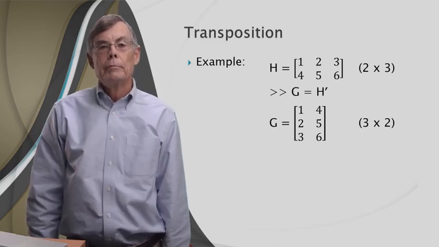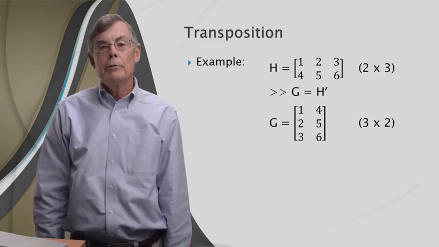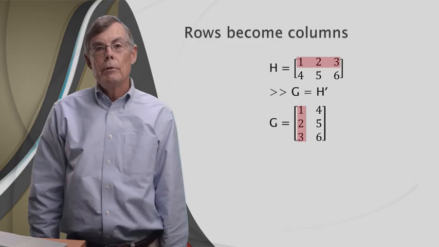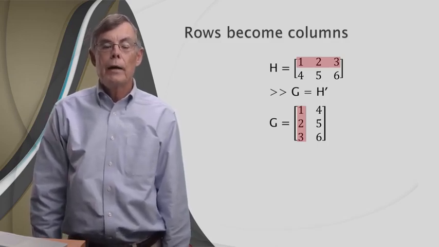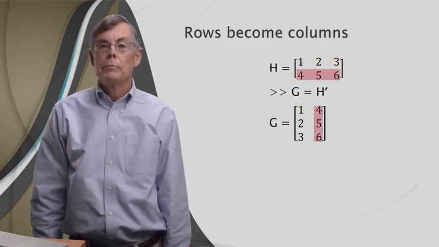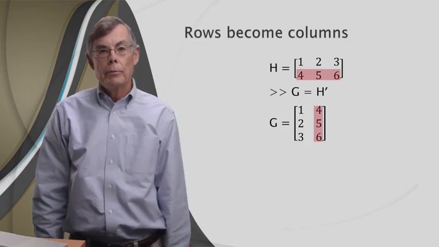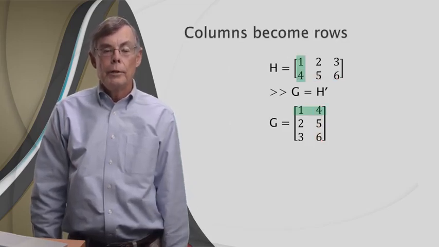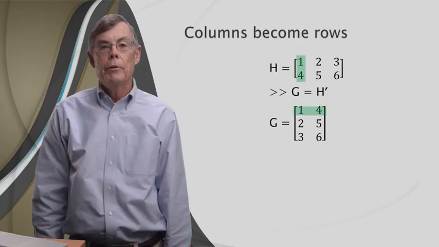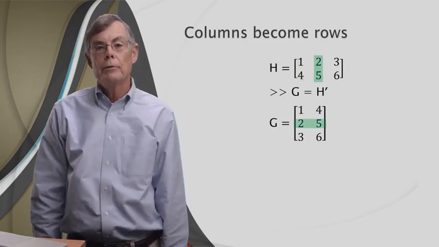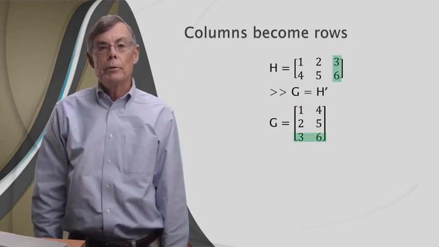Well, look at G. First thing you notice, instead of being 2x3, G is 3x2. Then you may notice that the first row of H is now the first column of G. Second row of H is now the second column of G. It changes rows into columns. And when it does that, of course, the columns become rows. So the first column of H is the first row of G, the second column of H is the second row of G, and the same thing happens with the third column.